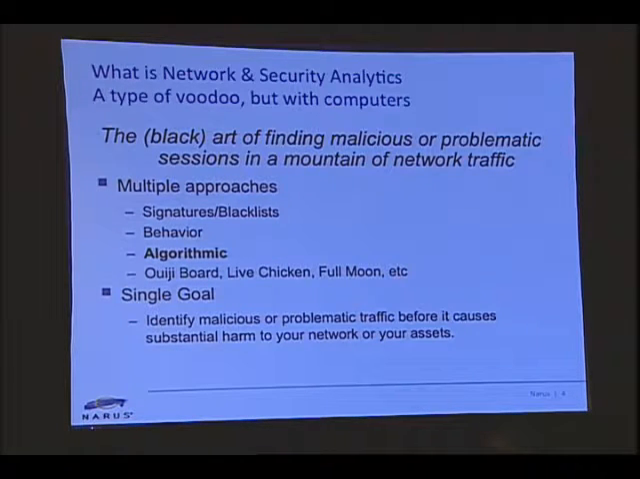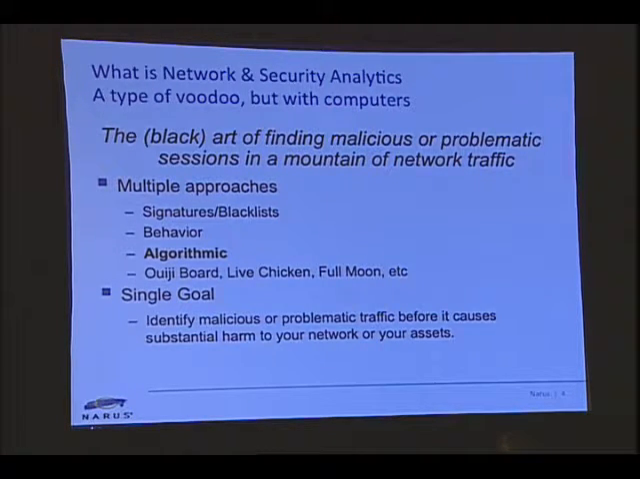So one of the best definitions I ever got for network and security analytics was given to me by one of my first mentors. And he said, network and security analysts are basically practicing a type of voodoo, but they use computers. The reason why is that if you've ever met a network analyst or a security analyst, these people are kind of a little unhinged. They're able to just look at stuff and for some reason say, that's not right, that's wrong. And when you ask them about it, sometimes they can't really tell you why. They just know that this is right or this is wrong.